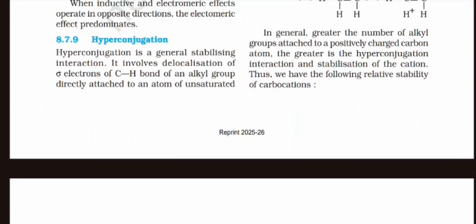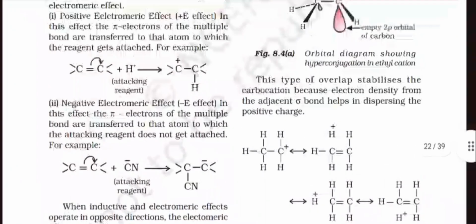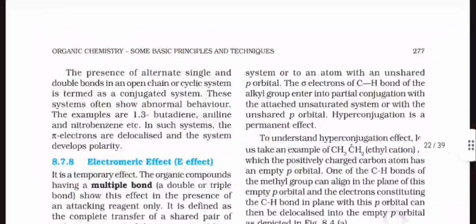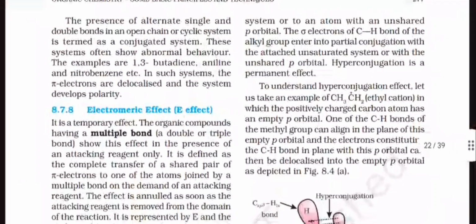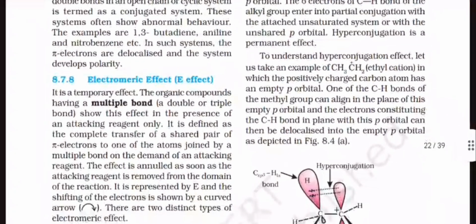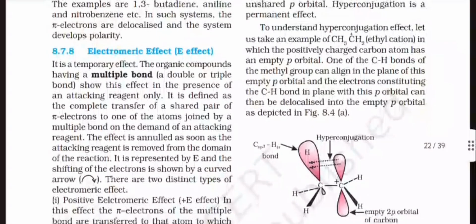Hyperconjugation is a general stabilizing interaction. It involves delocalization of sigma electrons of the C-H bond of an alkyl group directly attached to an atom of an unsaturated system or to an atom with an unshared p orbital. The sigma electrons of the C-H bond of the alkyl group enter into partial conjugation with the attached unsaturated system or with the unshared p orbital. Hyperconjugation is a permanent effect.